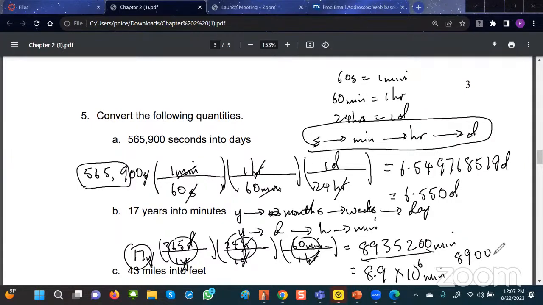5 zeros after, 1, 2, 3, 4, 5. So that would be 890,000. No, I'm sorry, 8.9 million, basically, or 8,900,000, and that would be the answer in minutes. All right, so that's basically how that is done.